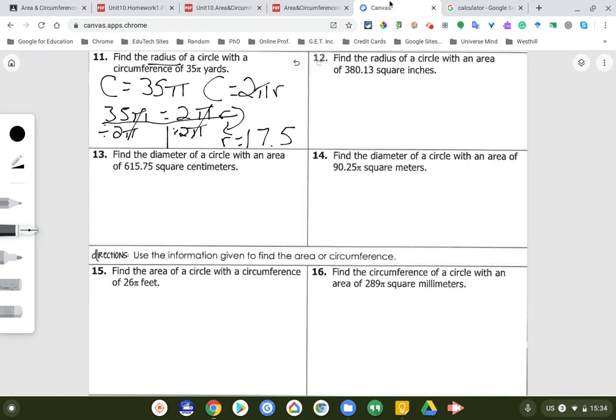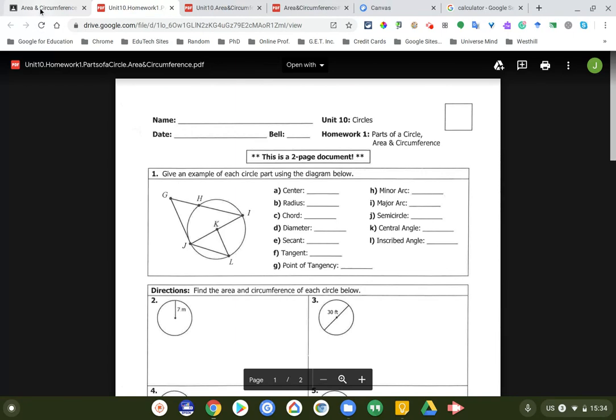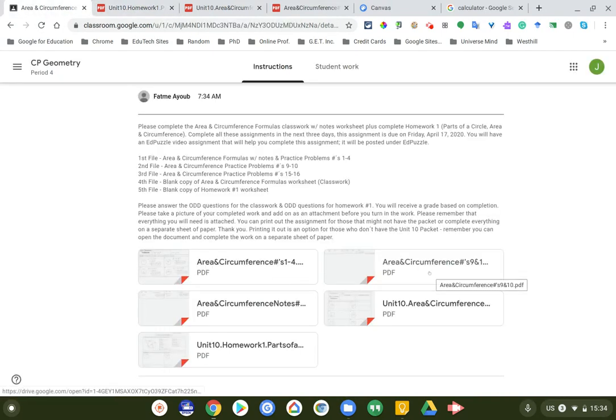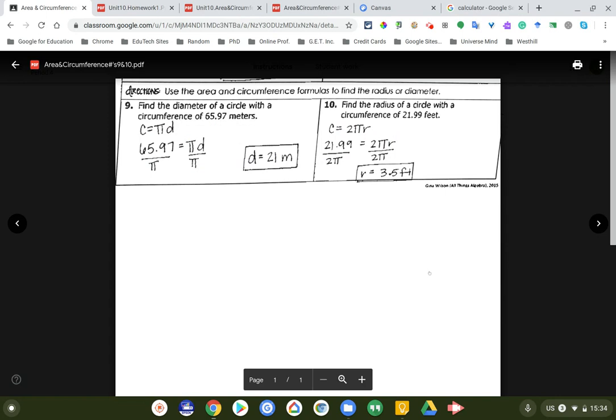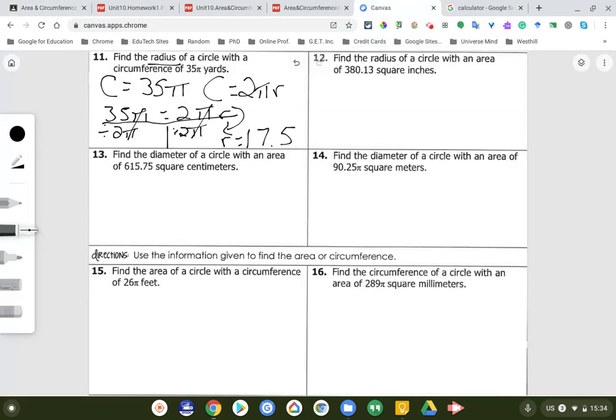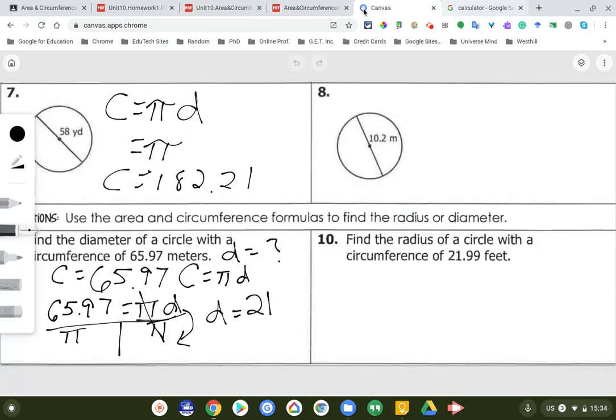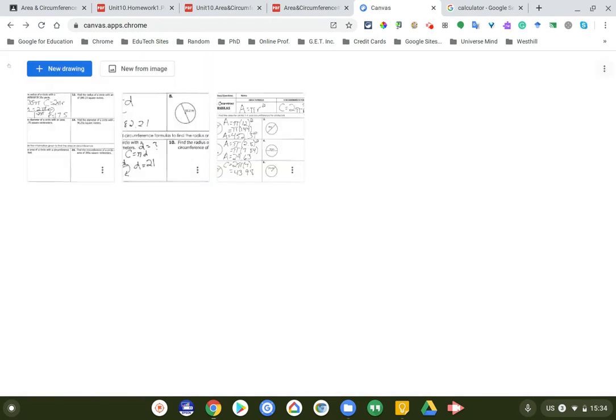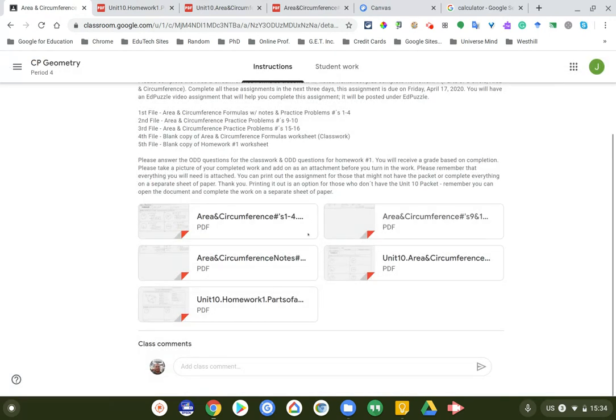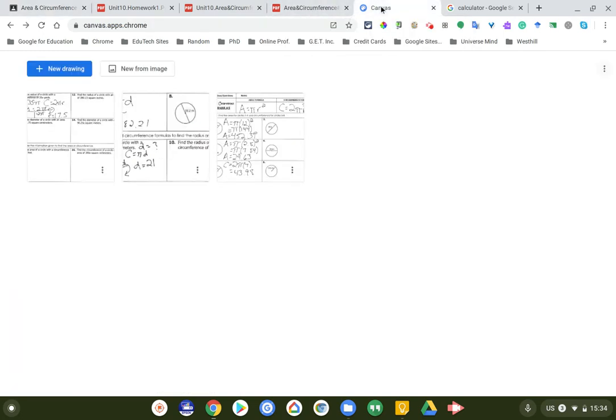So that's number 11. I think, I'm not sure, did she post the answers to number 11? Let's do, that's 1 through 4, 9, and 10. What did we get for number 9? Yeah, we got 21, right? For number 9, let's see, where's 9? Yeah, we got 21 for 9. So, it's 9 and 10. 1 through 4, 1, 4, 9, 10, 15, 16. Okay. Let's continue. Let's continue with these.